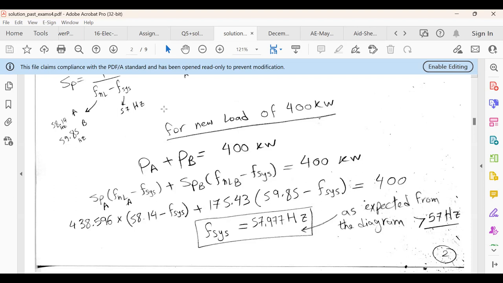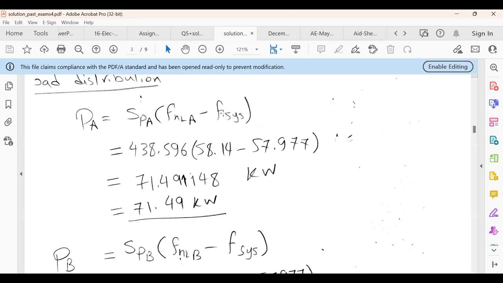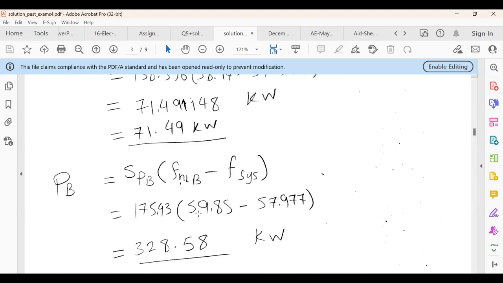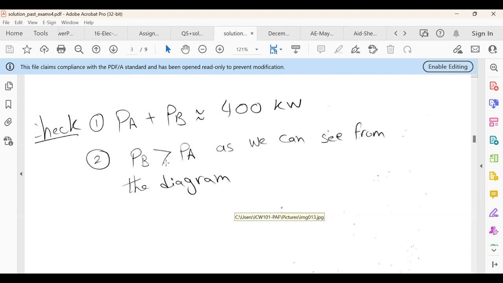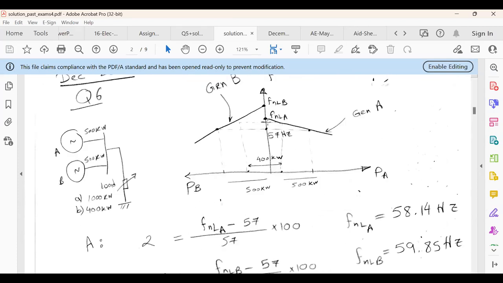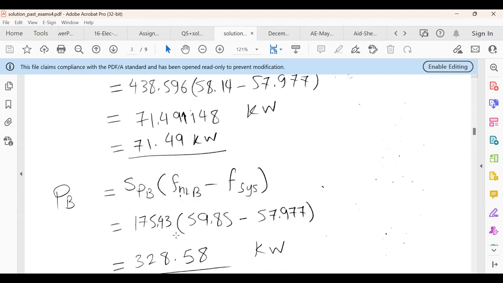The load distribution, how can we get it? Just put the frequency of the system at both of them. You will get two new powers. The summation must be the 400. This is your check. And by the way, the power for B is higher. If you look at your diagram, you put the 400, you find that B is taking more because this slope is more, with the no load, of course, the frequency and the slope. By this, you will share more of the power compared to A. A is very close to the no load, so it's almost sharing very little compared to B.